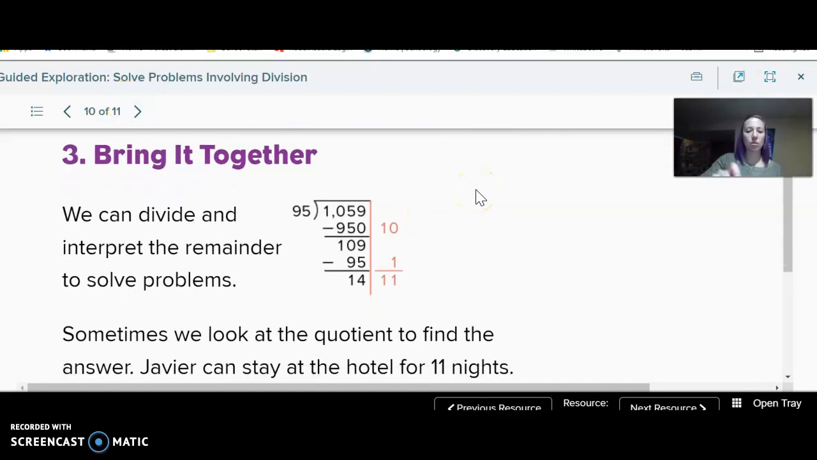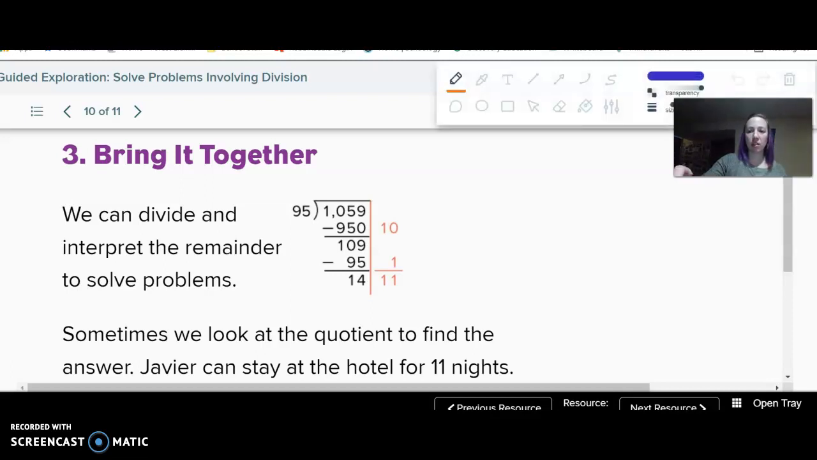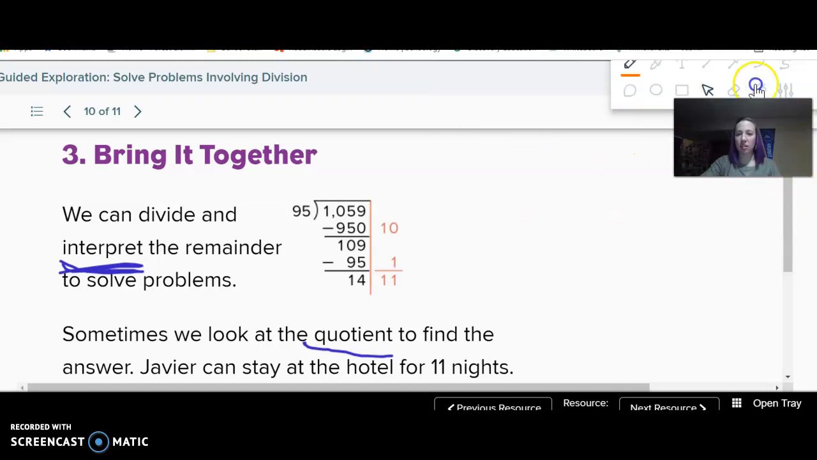So on your notes, go ahead and write: we can divide and interpret the remainder. When you get an answer to a division problem, you need to interpret it. Meaning, you could write, figure out what it means. Because sometimes the answer is the quotient. That's the next blank. Sometimes it might say, how many nights can he stay? We would say 11 nights, and we would ignore the remainder because that's not what they were asking.